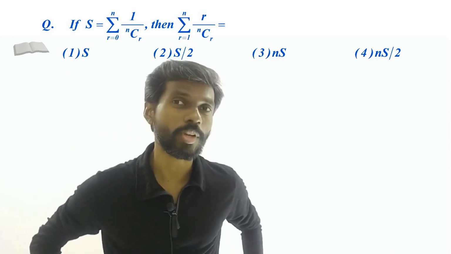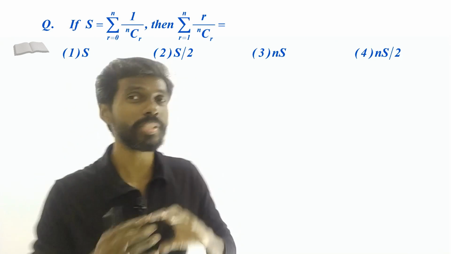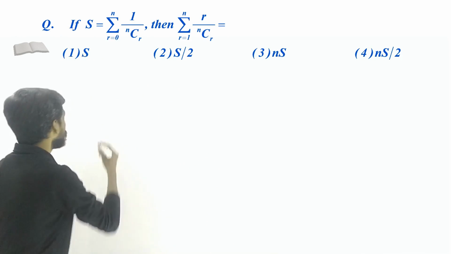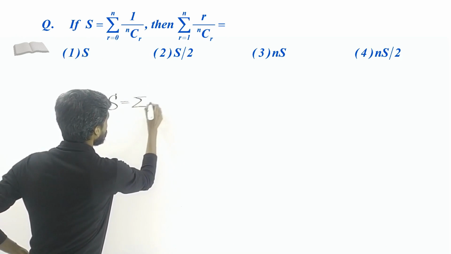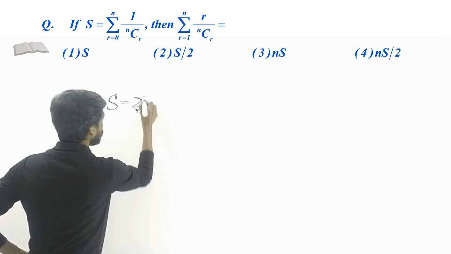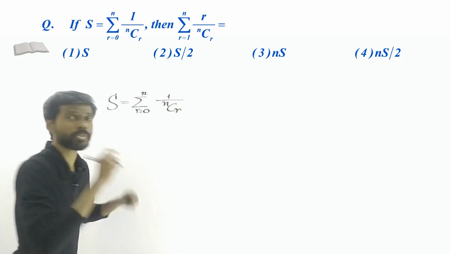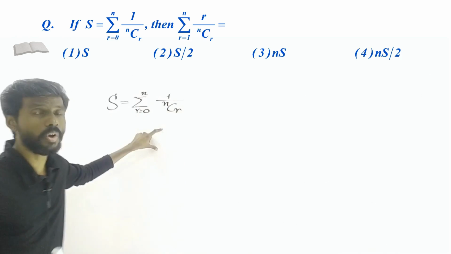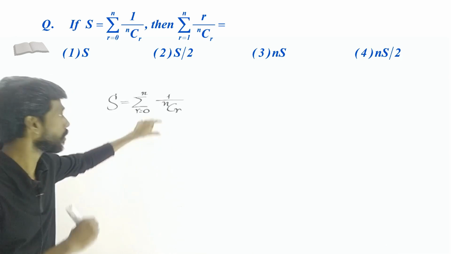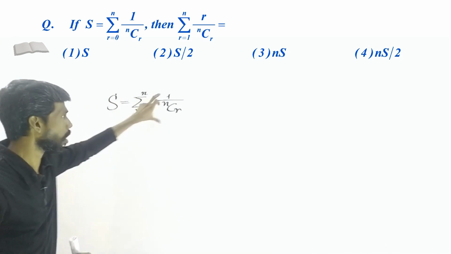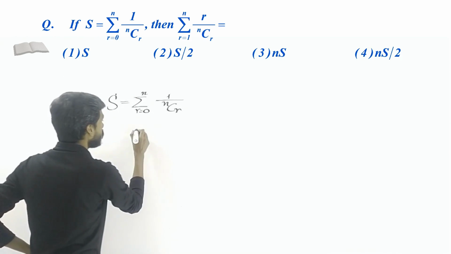Here the sum of the terms of a particular series is given, that is S. Now we have to find the sum of another series which is related to that. S is the value of this series: summation, r from 0 to n, 1 divided by nCr. That is, 1 by nC0 plus 1 by nC1, etc., up to 1 upon nCn. So that series is given to be S. We don't know how to find this, but its value is already given. Now using that, we have to find the value of this series.